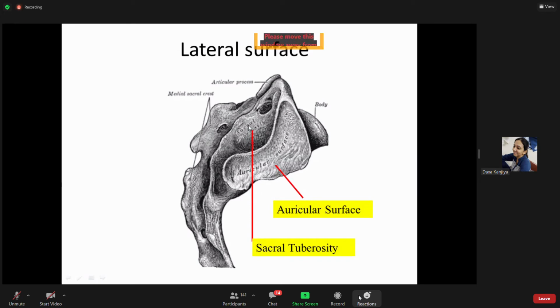Behind, posterior to the auricular surface, there is a rough surface and that is called the sacral tuberosity. The auricular surface is formed by the fusion of costal elements, while the sacral tuberosity is formed by the fusion of the transverse processes.